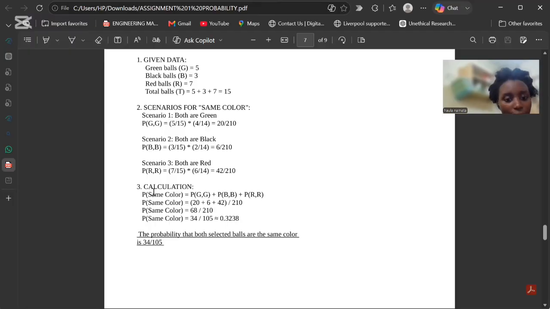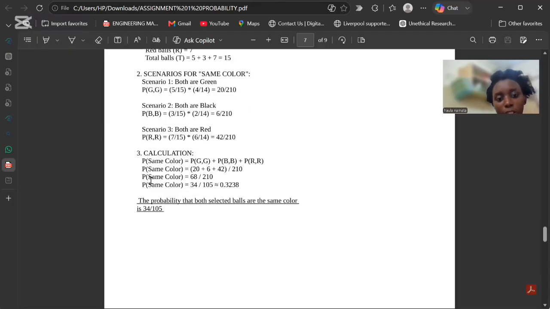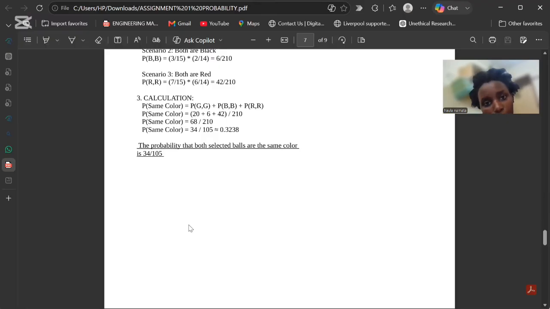We do the same for the red, and then we add the probabilities. So the probability of both greens plus the probability of 2 blacks plus the probability of 2 reds. That is what gives us the probability of both balls being the same color.